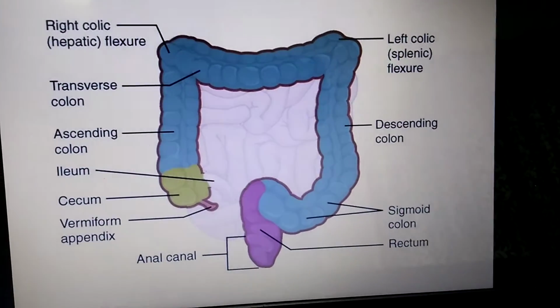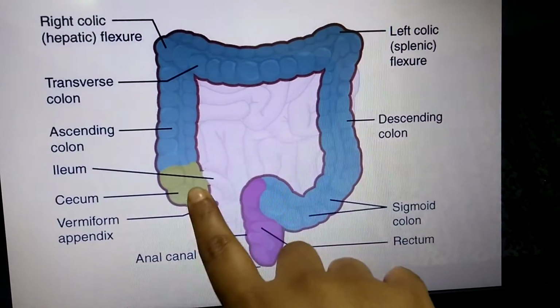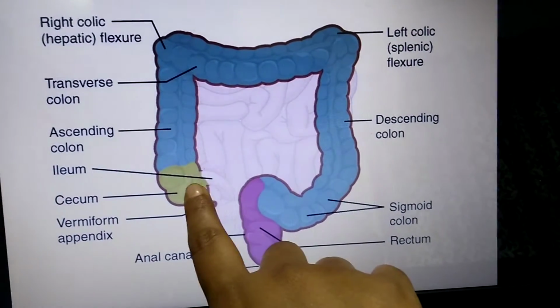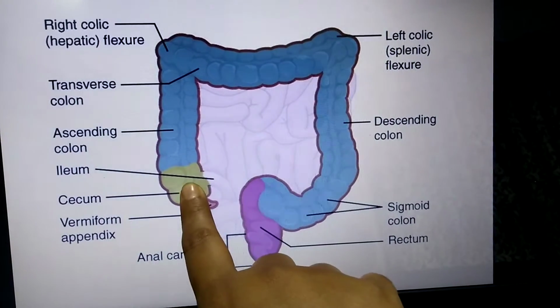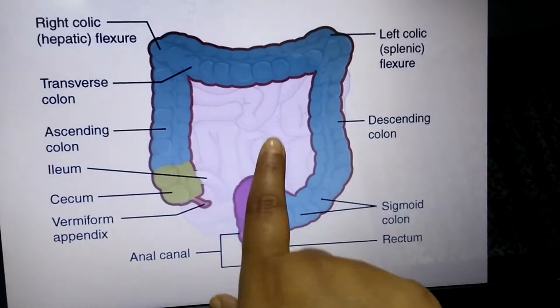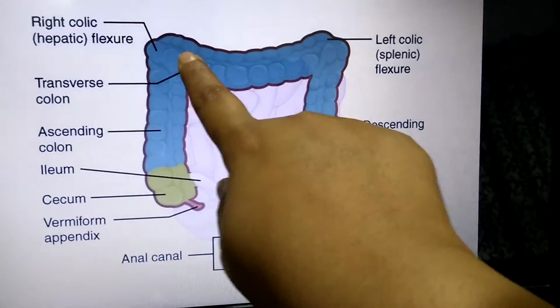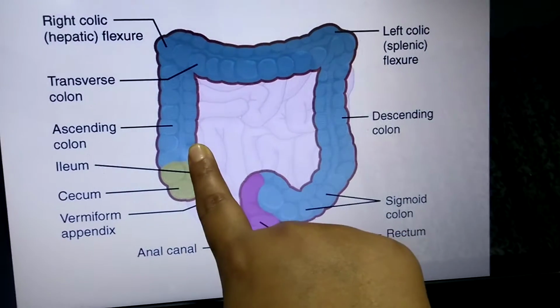See, here is the structure of your large intestine. Can you just see over here? It's the cecum. Cecum has the vermiform appendix. This is cecum, which starts with the junction with the ileum. Cecum is the junction between the large and small intestine. Now after cecum, what starts is the colon. Over here you can see all this blue colored part is colon.